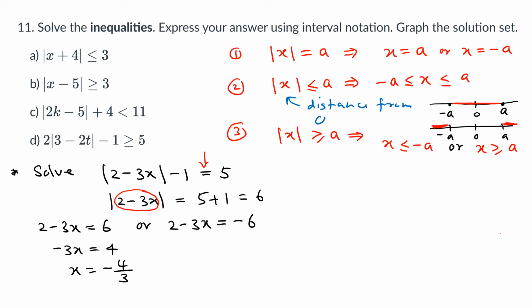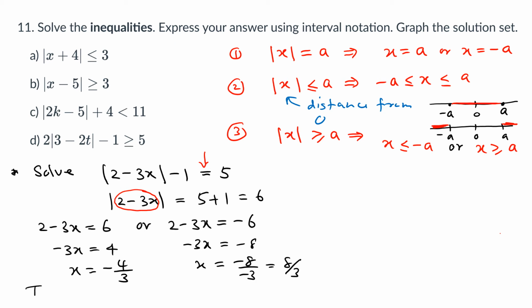And the other one, again, we subtract 2 from both sides. It's going to be negative 8 if you subtract 2. And again, divide by negative 3. So x equals negative 8 over negative 3. So you can see which is 8/3. So those two are the two solutions.